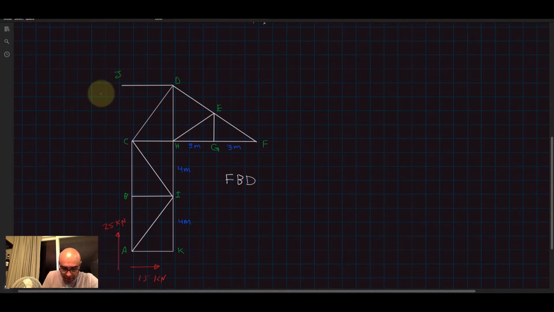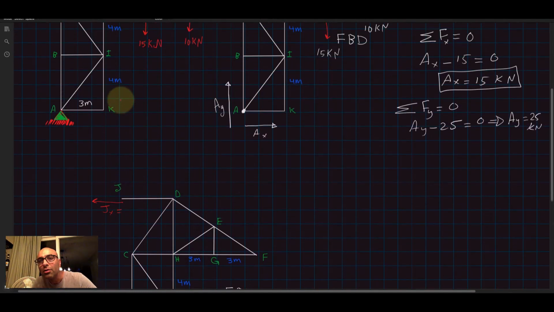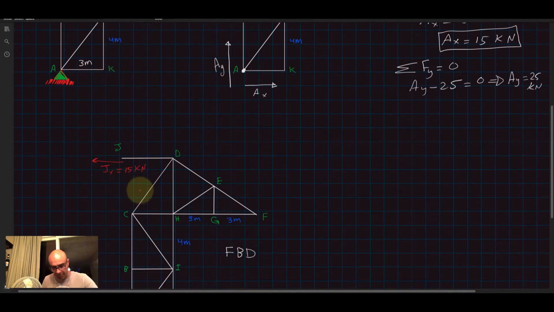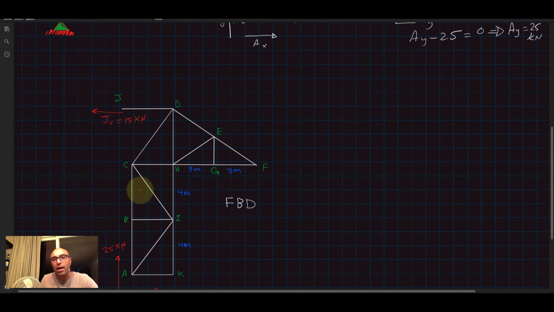And JX, which is moving this way, was equal to 15 kilonewton. Perfect. Now let's highlight the ones that we are looking for so that we know where they are. I'm going to say this is 1, this is 2, this is 3, and this one is 4. So we have 4 members that we need to find the forces in.